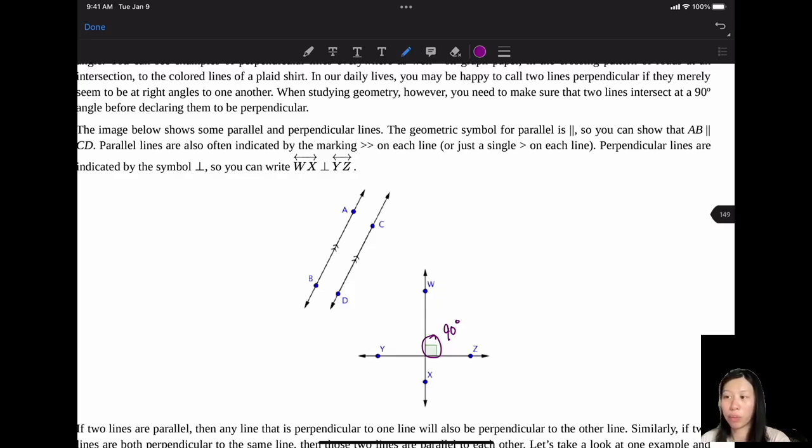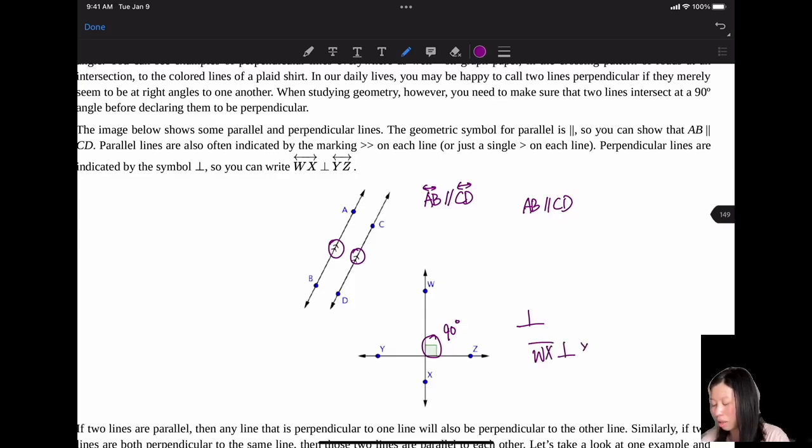When it comes to parallel lines, we use a notation. So for these two lines, line AB is parallel to line CD, or you can write AB parallel to CD. On the graph, how do you represent these two lines as parallel? We use two arrows on these two lines that indicate, hey, these two lines are parallel to each other. For perpendicular, we use this notation, which means perpendicular, such as line WX perpendicular to line YZ.